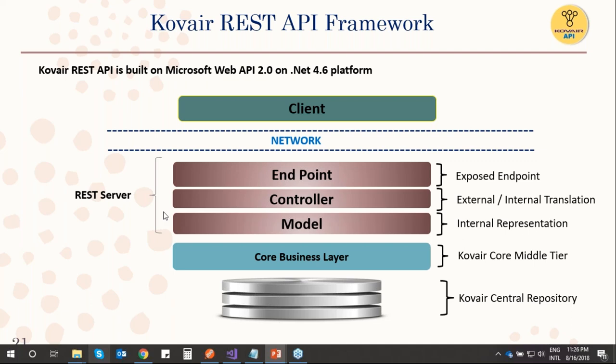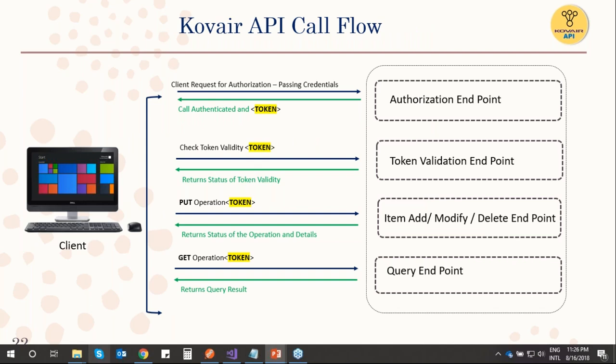Now let me give you an overview and a simple example of how Kovair API works and what the process is. Even before you start using the API, first and foremost, one has to authorize. Any named user in this ecosystem can access the APIs. So one has to pass the username and the password. If that username and password are authorized, the system sends a token. A token is an encrypted key, which is unique in time and space. That token is your key for the subsequent calls.